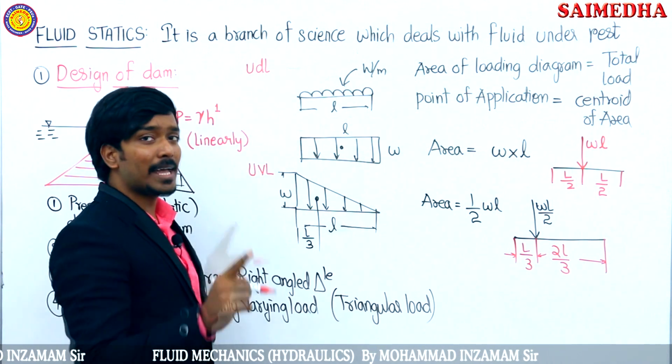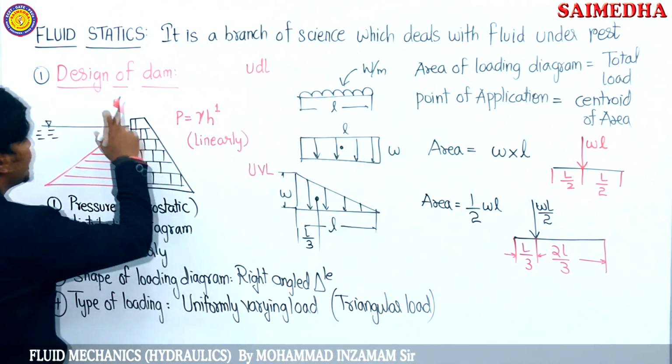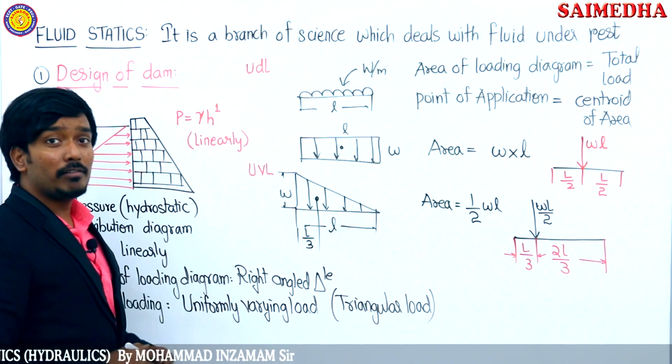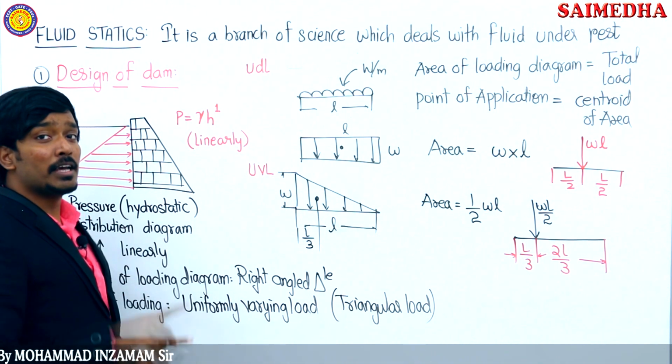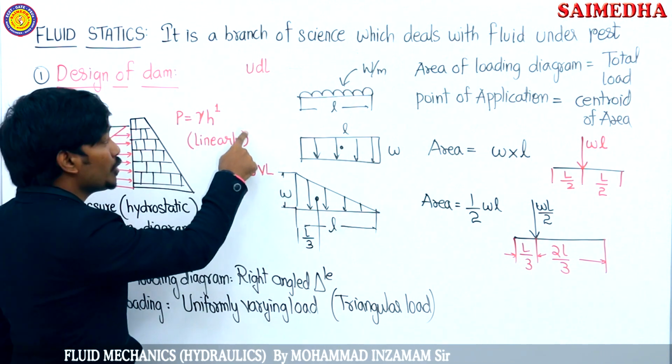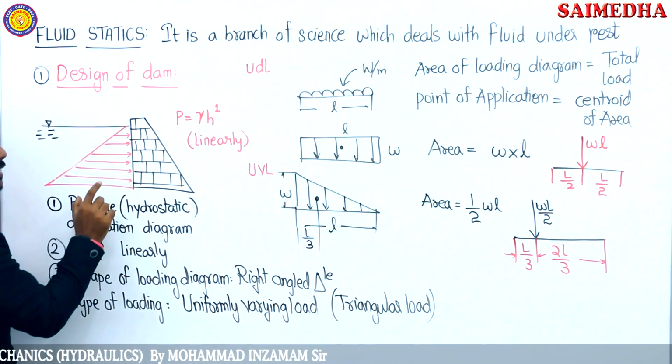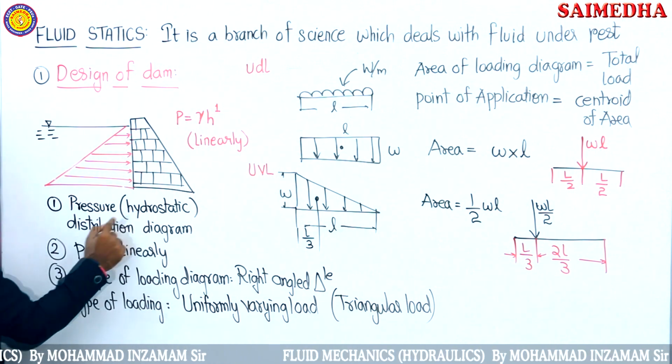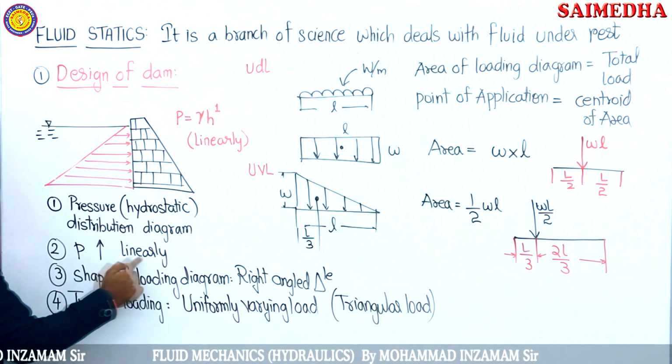This is the first example of fluid statics, guys, that is design of dam. So what are the important points we have learned so far in the design of dam, guys? First important point, what is the formula? Pressure equals gamma into H. How is the pressure varying? Linearly. What is this diagram called? Hydrostatic pressure distribution diagram. Pressure increases linearly.